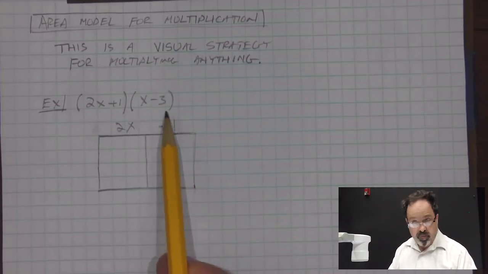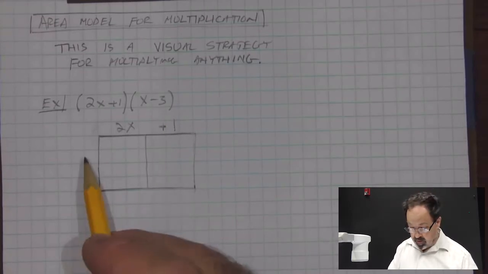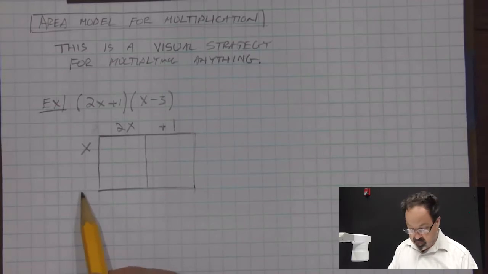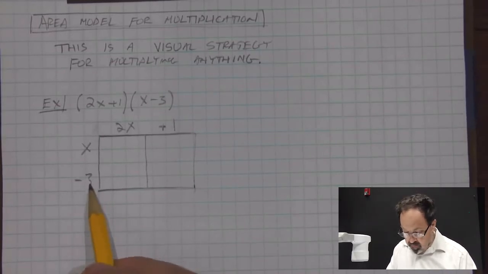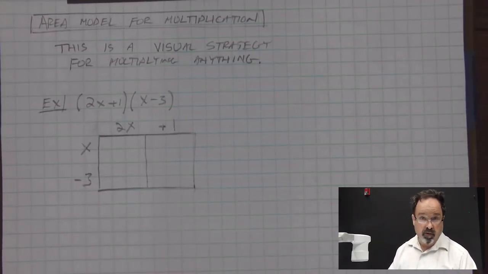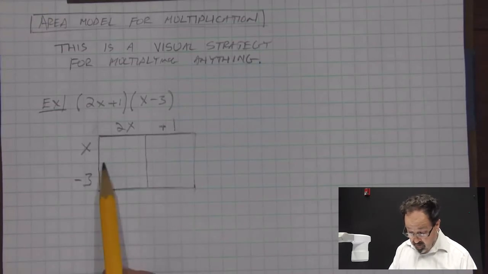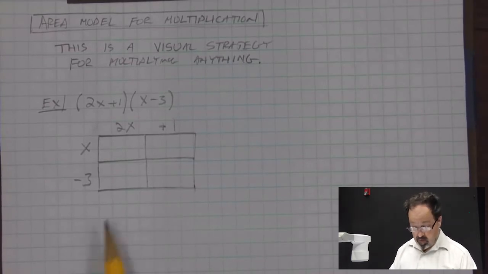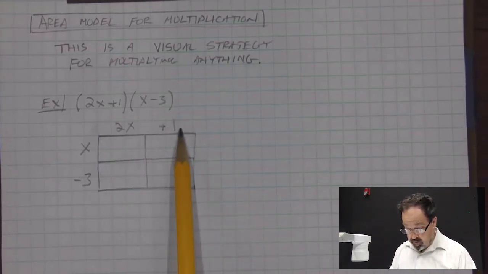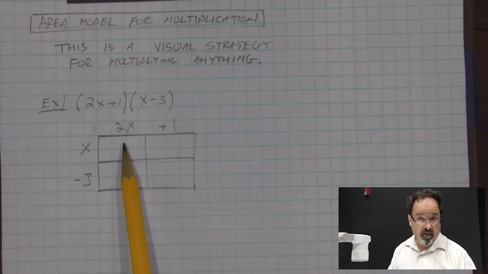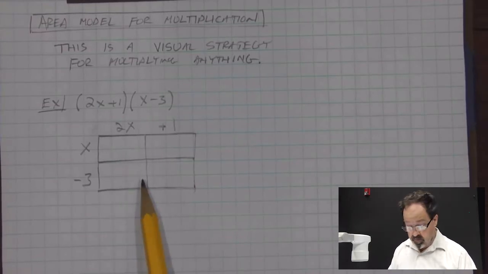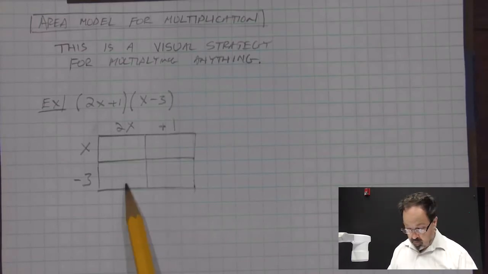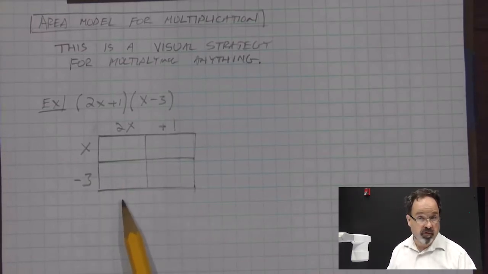The x minus 3 is the other thing that I'm multiplying, and I'm going to put it on the side. There's two terms, an x and a minus 3 or a negative 3. And since there are two terms, I'm going to divide this side into two rows. We can see that we have the two expressions that we're multiplying on two different sides of the rectangle. And then the rectangle has been separated into rows and columns, one for each expression.